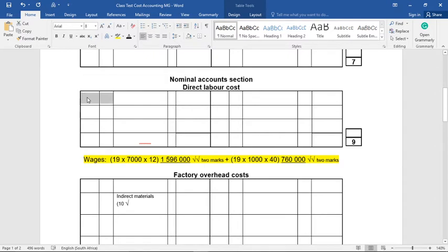So going to our direct labor cost ledger, on the debit side, wages 2,356,000, being those two added together. That is for wages of the direct laborers.